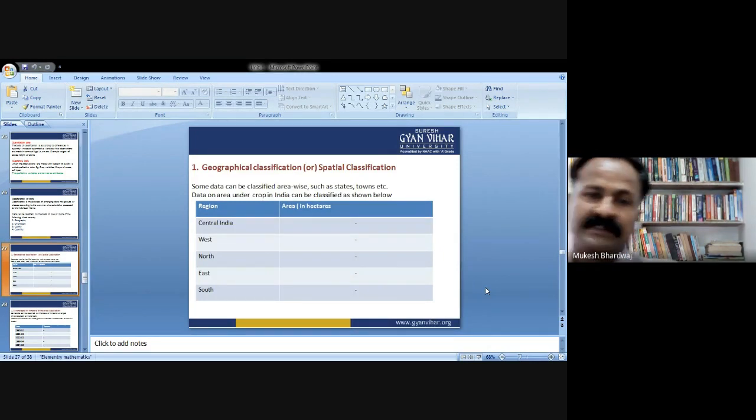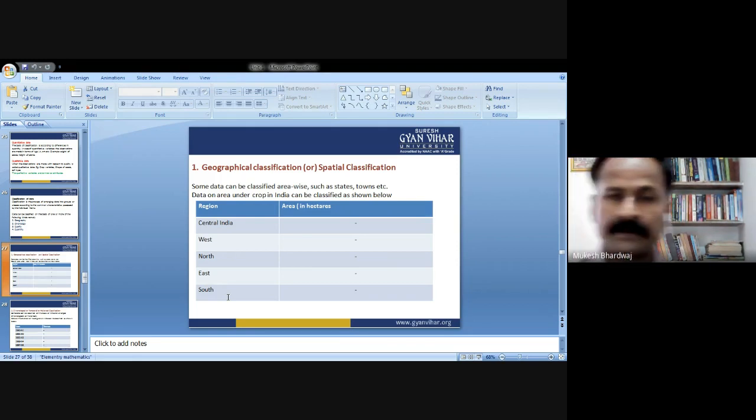On the basis of geographical classification or spatial classification, some data can be classified area-wise, such as states, towns, etc. Data on area under crop in India can be classified as shown in the table below. Suppose we want to represent data of a crop in India: in central India, what is the area in hectares? In the west zone, north zone, east zone, south zone. That is on the geographical basis. Okay.